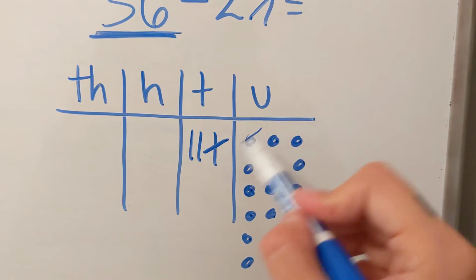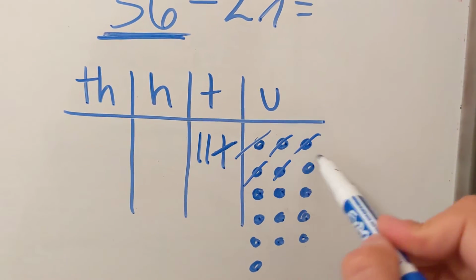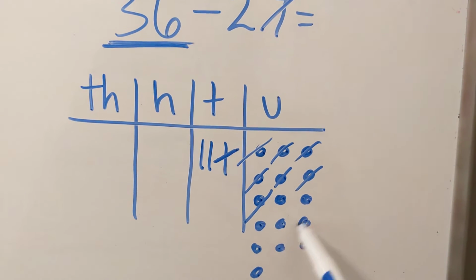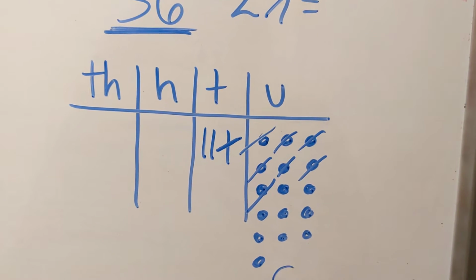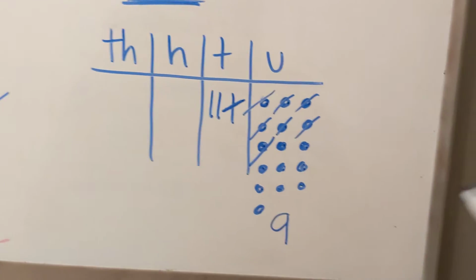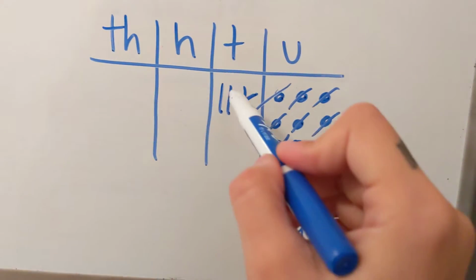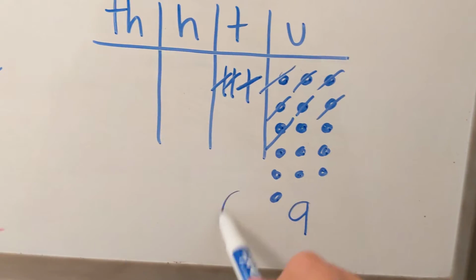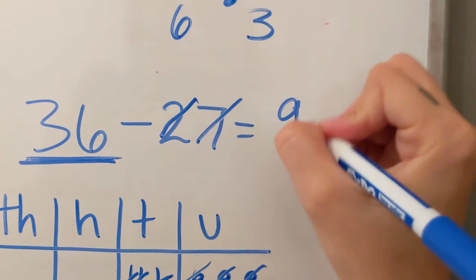I'll take away 7: 1, 2, 3, 4, 5, 6, 7. And that'll leave me with 1, 2, 3, 4, 5, 6, 7, 8, 9. Now I have to take away 2 tens, and I have enough, and that will leave me with 0. Obviously, we don't have to really draw that 0. The answer will be 9.